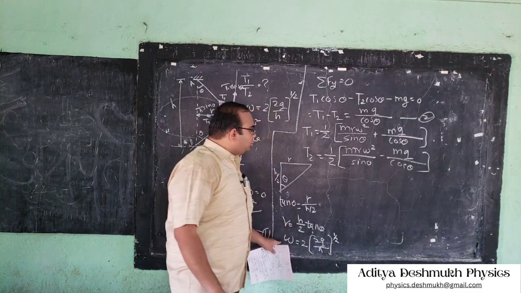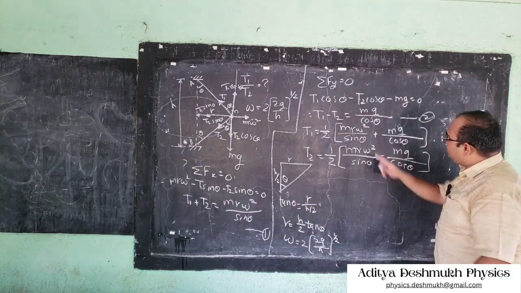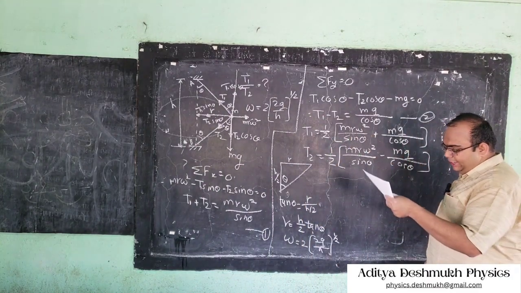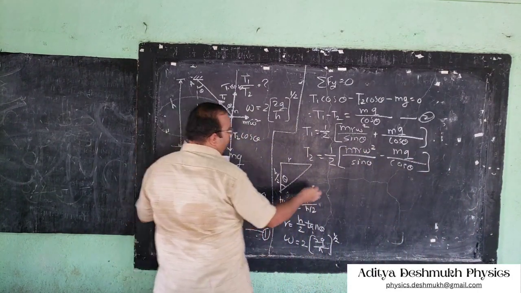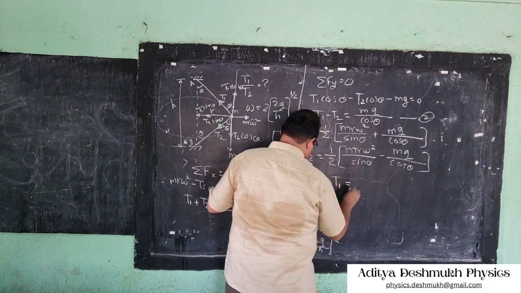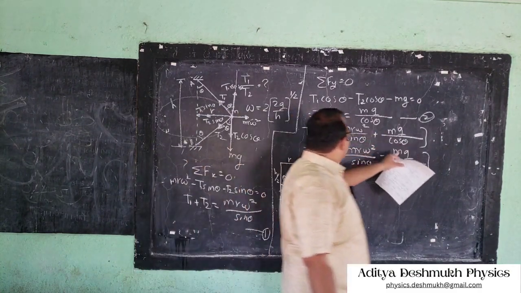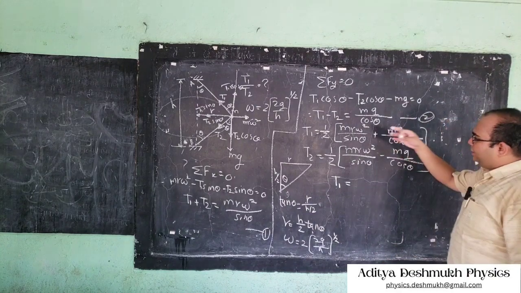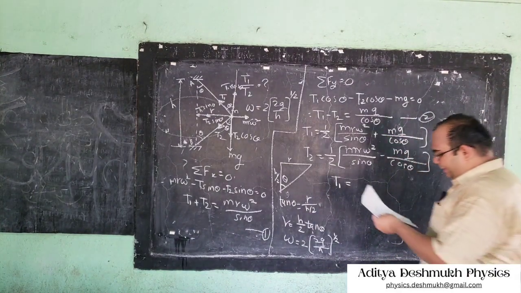So if I put both of these values here, I will get the value of T1. Put the value of r and omega here. This is just trivial work. Do it properly. I am going to write the final answers directly.